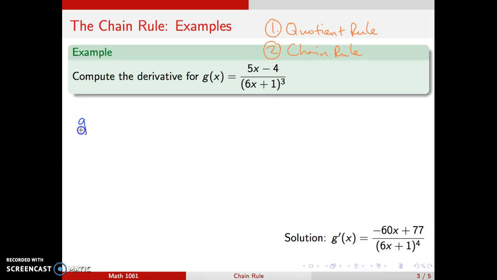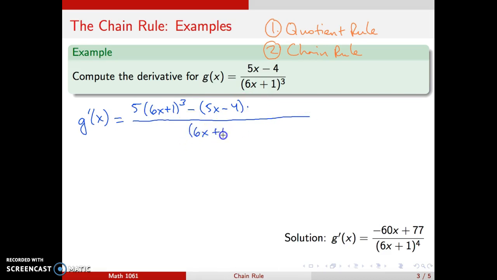So let's see how we do that. So the quotient rule tells me to take the derivative of the numerator, which is 5, times the denominator, 6x plus 1 quantity cubed, minus the numerator, 5x minus 4, times the derivative of the denominator. And there was a little bit more detail in the last example, but maybe we're starting to get the hang of this, so I'll work a little bit faster.